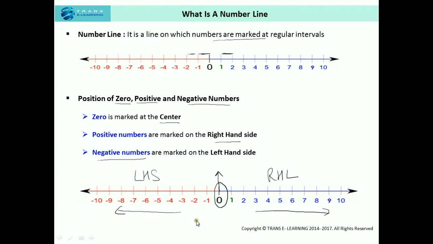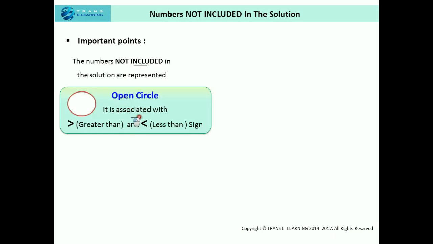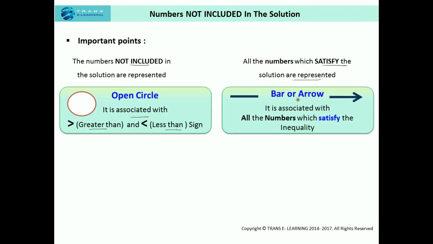Now let us discuss how numbers not included and included in the solution are represented on a number line. First of all, let us discuss the numbers not included in the solution. The numbers not included in the solution are represented by an open circle, and it is associated with the greater than or the less than sign. And all numbers which satisfy the solution are represented by a bar or arrow. It is associated with all the numbers which satisfy the inequality. So if we combine the open circle with a bar or an arrow, what kind of representation of the numbers not included in the solution do we get?